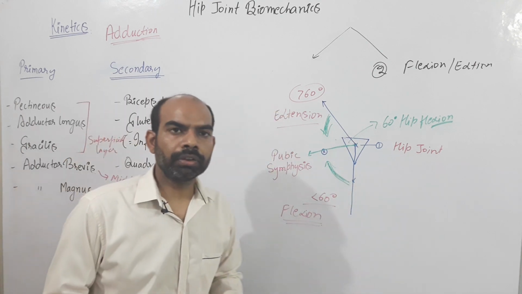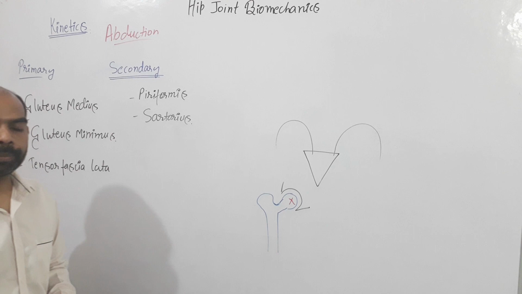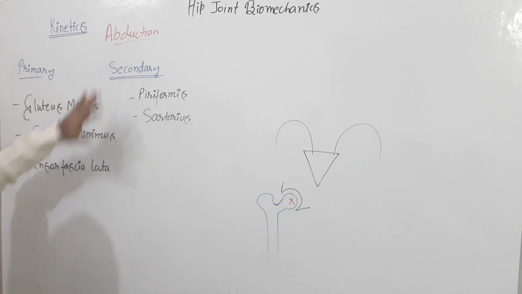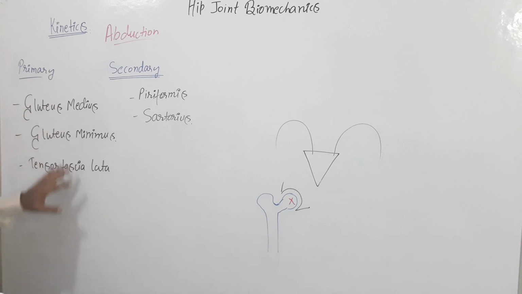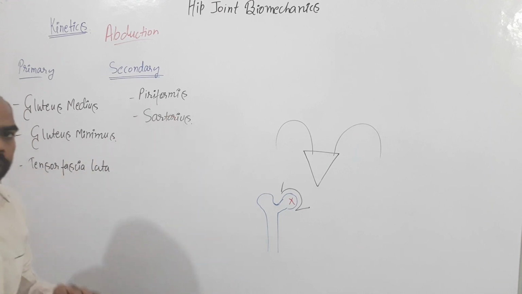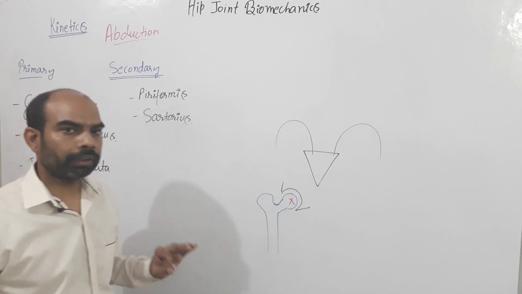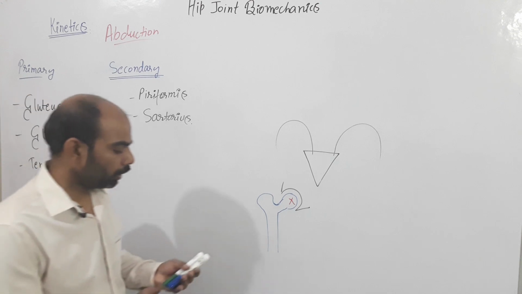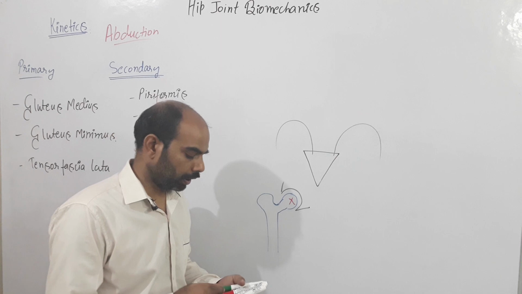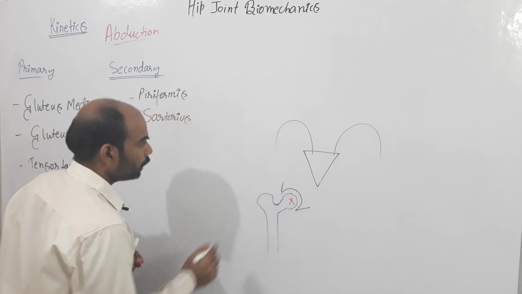Now move on to abduction. Hip abduction. The primary muscles for hip abduction are gluteus medius, gluteus minimus and tensor fasciae latae, and the secondary muscles are piriformis and sartorius. The main function of the abductor muscles is to prevent pelvic drop in single leg stance or during the gait cycle.